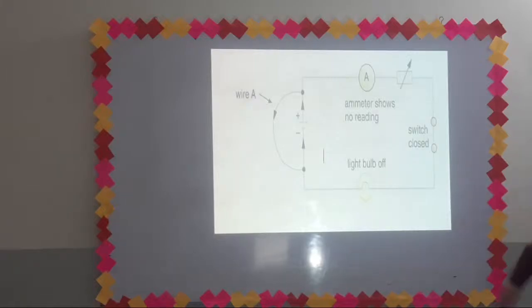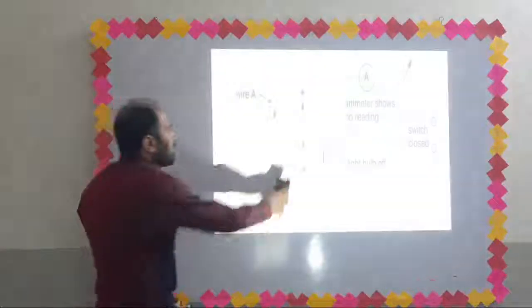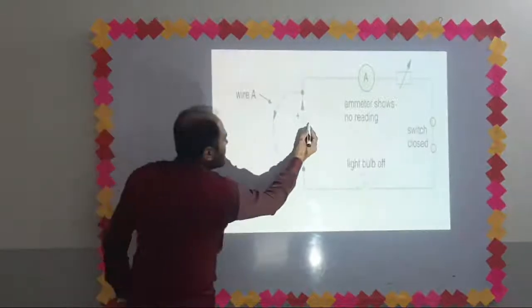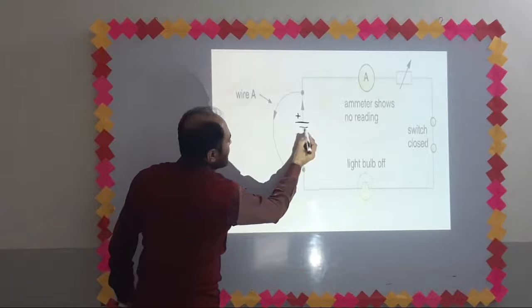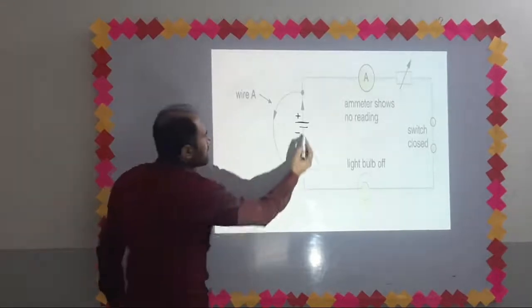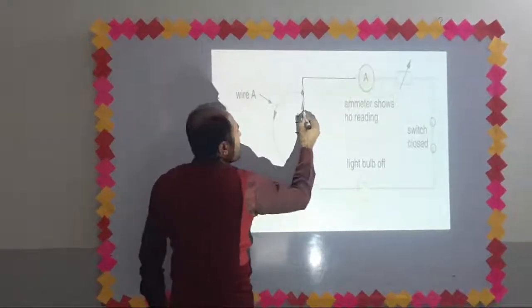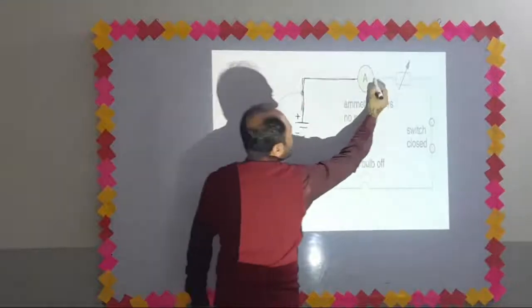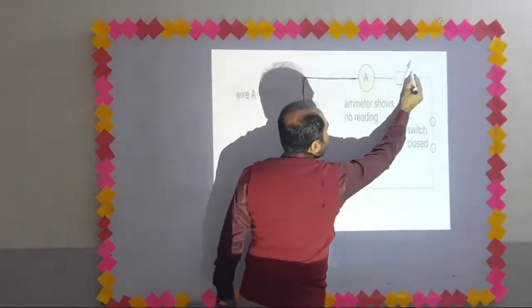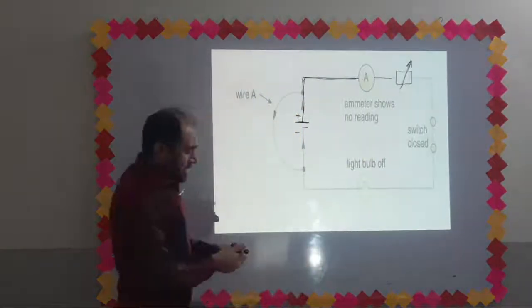Okay, have a look at this circuit. I am going to redraw the circuit. Have a look, this is a very important circuit. This is the positive terminal of the cell, and this is the negative terminal of the cell. This is the conducting wire, and this is the symbol of an ammeter. This is the symbol of a variable resistor. You must be able to draw all of these symbols.